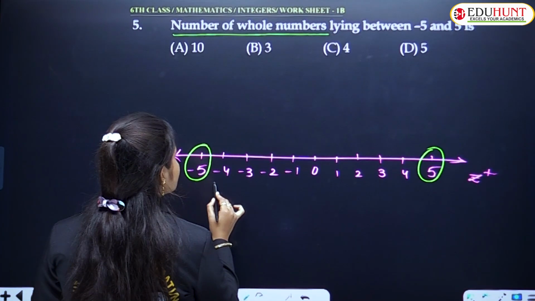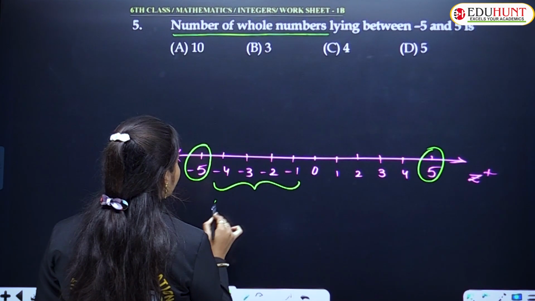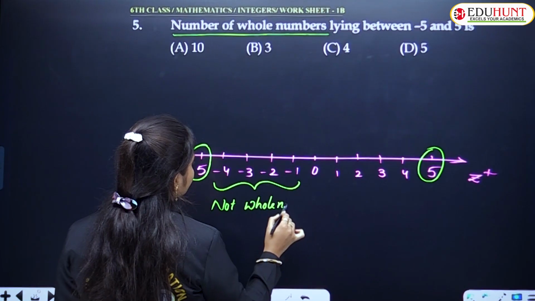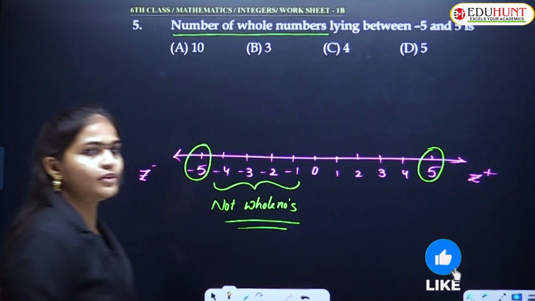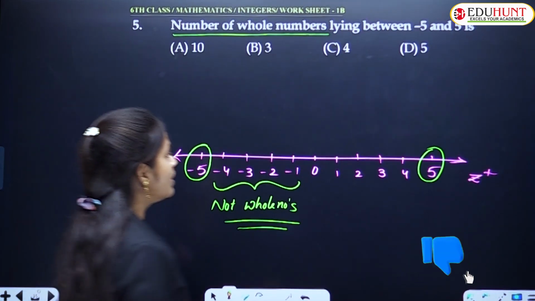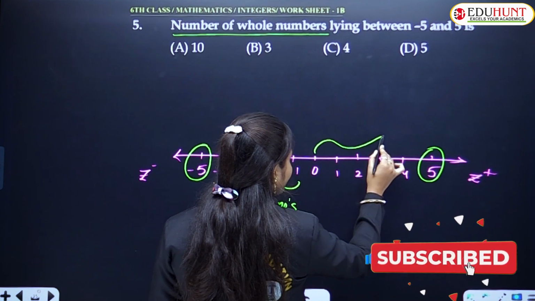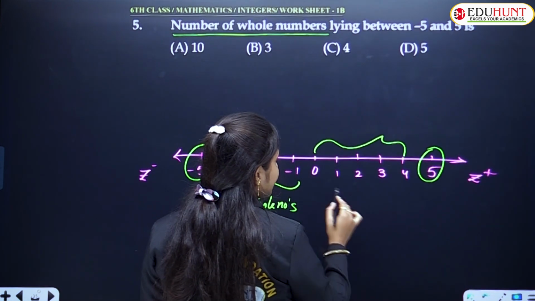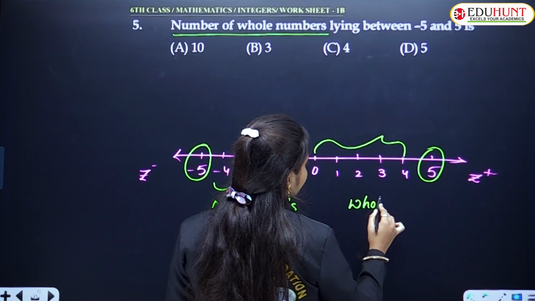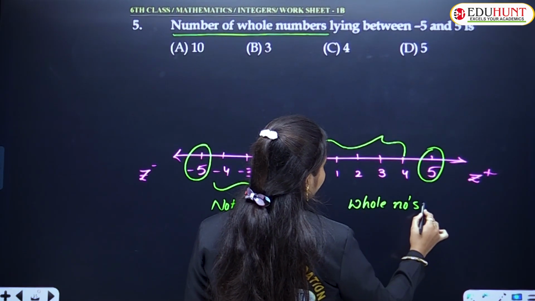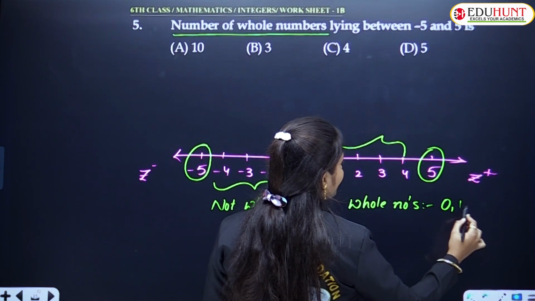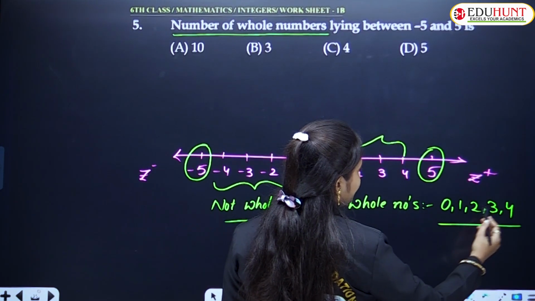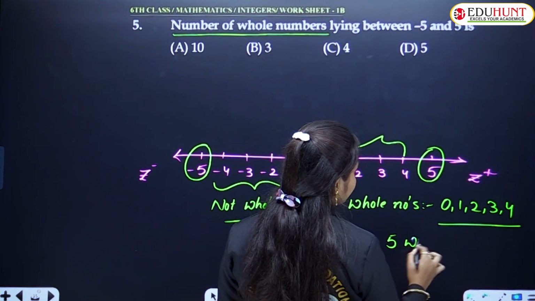So these negative numbers are not whole numbers. Yes or no? These are integers, not whole numbers. So whole numbers means 0 to 4 here, we have to calculate. So finally, how many whole numbers are there here? 0, 1, 2, 3, 4. So totally how many whole numbers are there? 1, 2, 3, 4, 5 whole numbers are there.